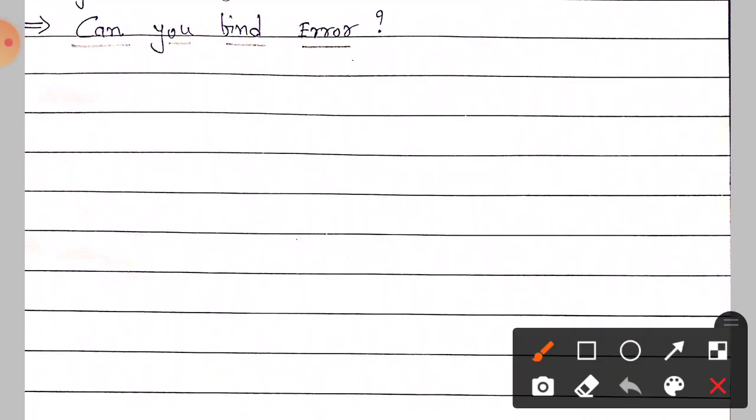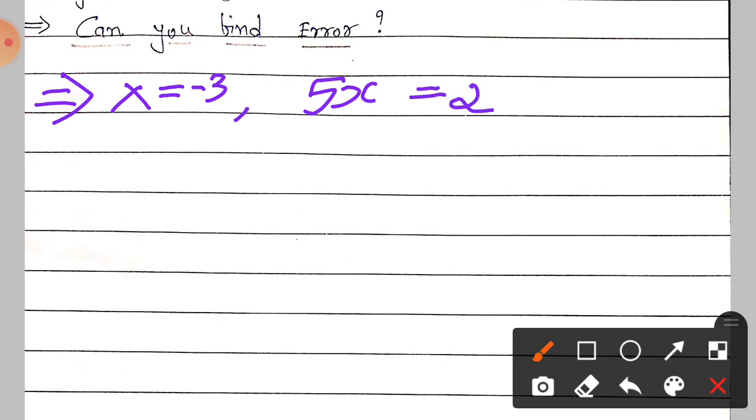Let's take the next question like this. If in the question they say to put the value of x equal to -3 in the algebraic expression like 5x, and the solution given in the question is equal to 2. So we need to check whether it is correct or not. So let's check. First we write LHS is equal to 5x. Now what is the value given in this question of x? That is -3. So put -3.